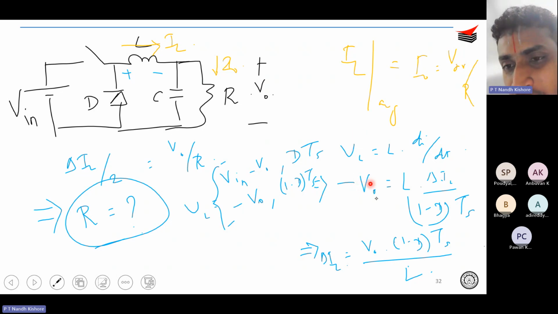So V naught is equal to L into dI. What is dI? Change in current. Change in current is delta IL, right? That's the change in current, current ripple. So delta IL over the time. So what is the dt? Since we have considered minus V naught, it is 1 minus d Ts. You rearrange this, you will get delta IL is equal to V naught into 1 minus d Ts over L. Okay, so this is your delta IL. We saw that IL average is delta IL over 2. So this over 2 is equal to V naught by R. Therefore, find out what is R. Got it?